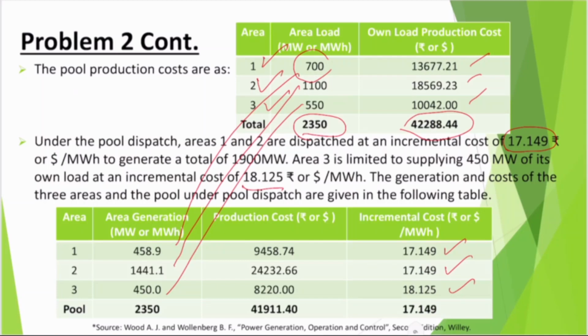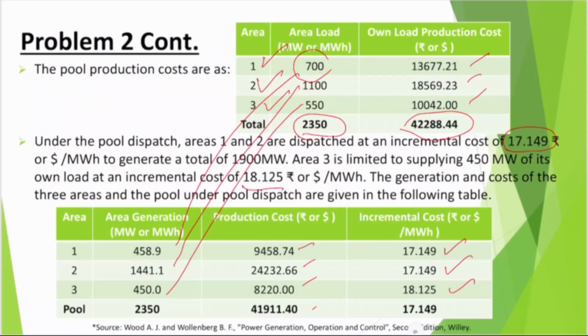third one. So you can multiply the megawatts by the cost, and you will get the total cost for each area, and that is 41911. Now by doing this, what has happened? Now the cost got reduced. It's wonderful news. So there is a saving for the pool.